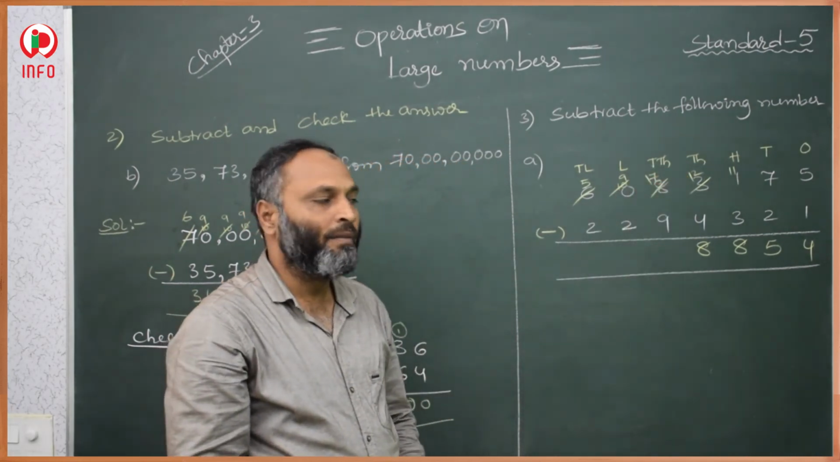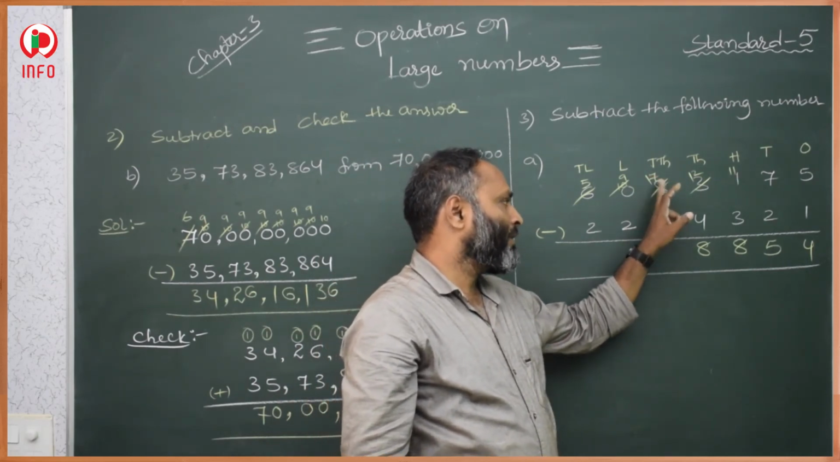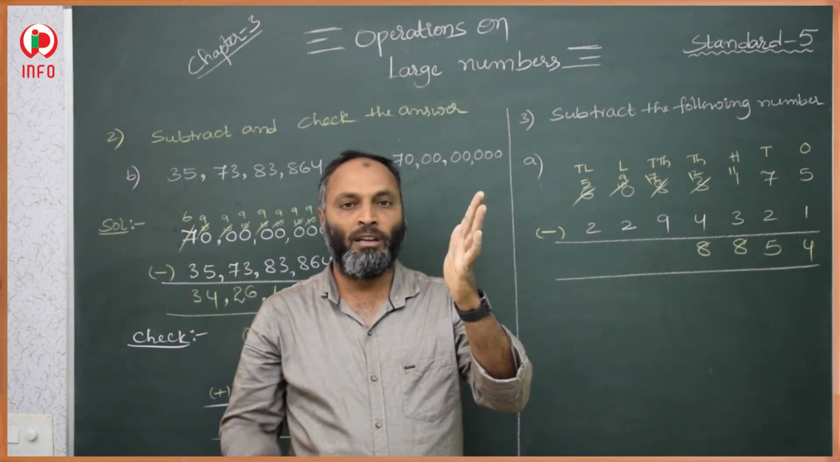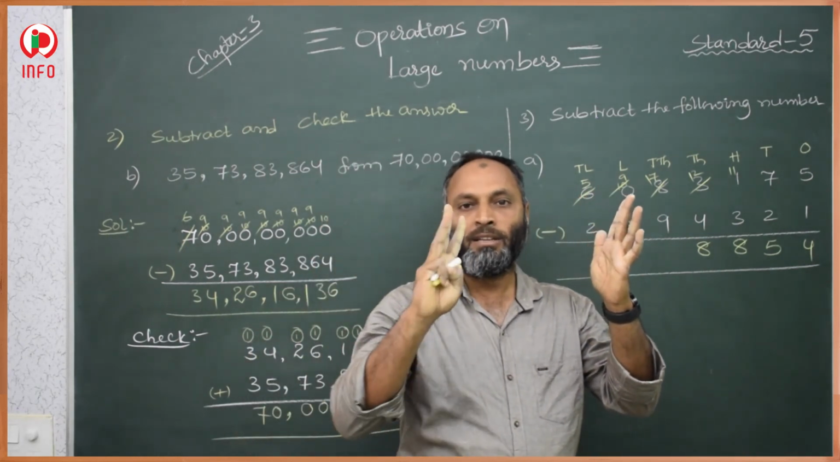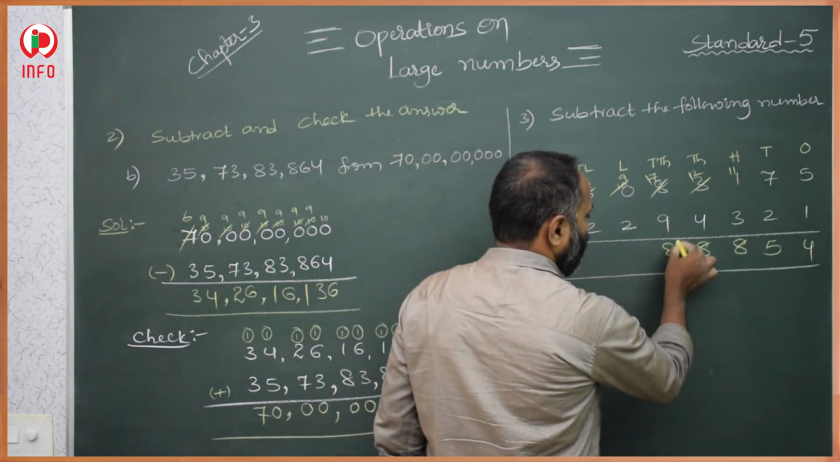It becomes 17. From 9, 17 minus 9: from 10 to 17 we have to count. 10, 11, 12, 13, 14, 15, 16, 17, that is 8. 17 minus 9 is 8.